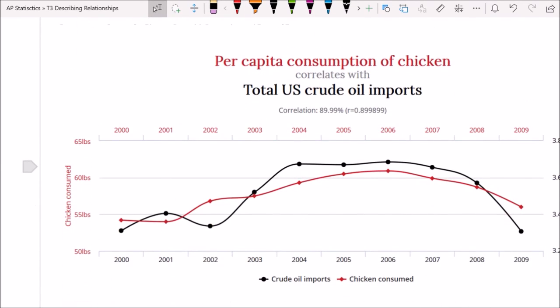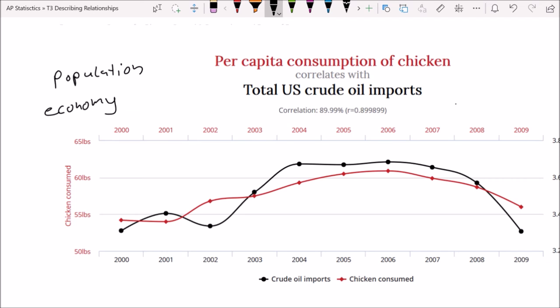Okay, what about the next one? Per capita consumption of chicken, that just means per person, so the amount of chicken people eat, and the total U.S. crude oil imports. Those tend to go together. So why would that be? If we eat chicken, that means we need oil. If we use oil, that means we need chicken. No, there's a confounding variable here. The confounding variable is possibly population and economic recessions.